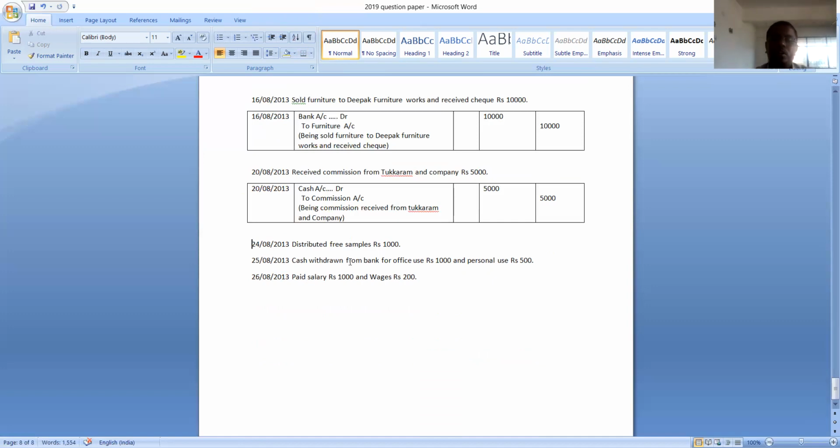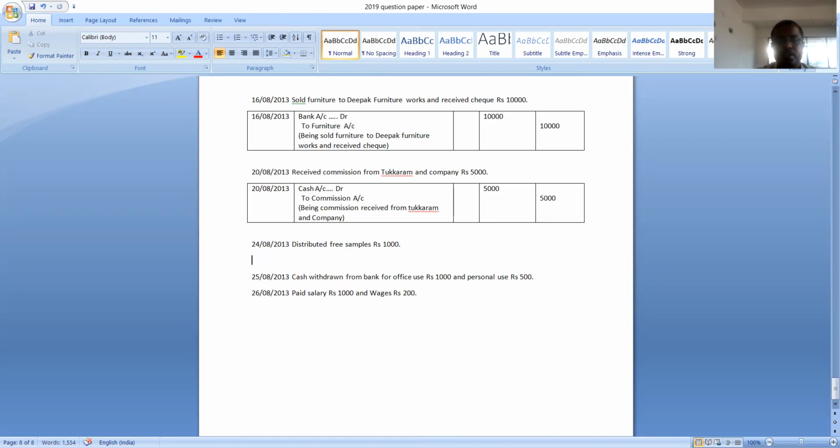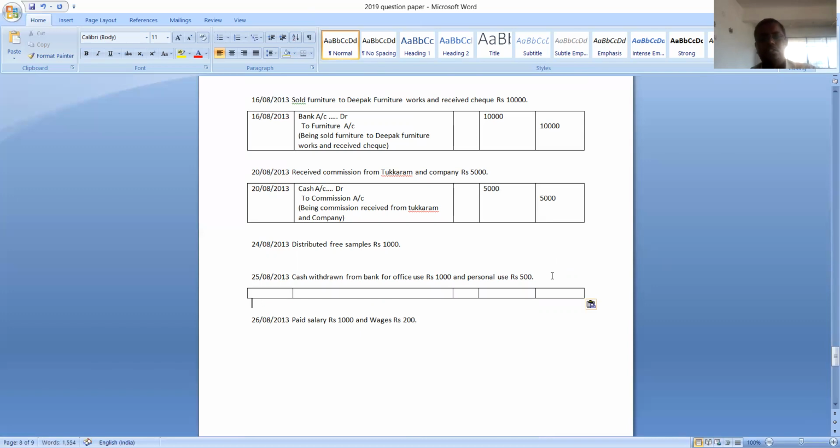It is distributed free samples rupees 1,000. Better we'll discuss this particular transaction in my next video. I will try to give you people maximum explanation about this particular transaction. We'll keep this transaction pending as of now. Then we'll work on this in my next video. Let us move to the next transaction now.